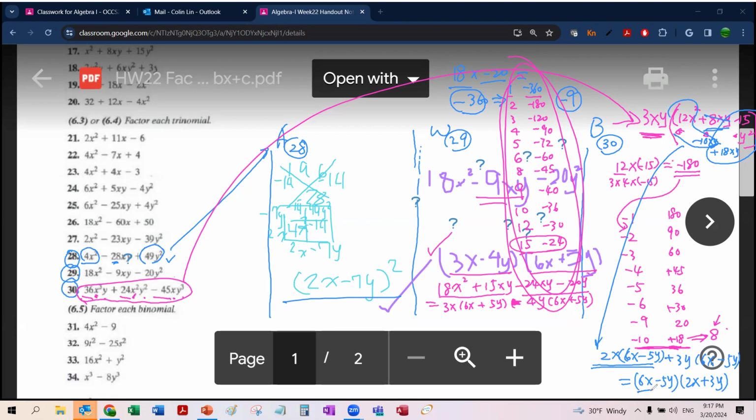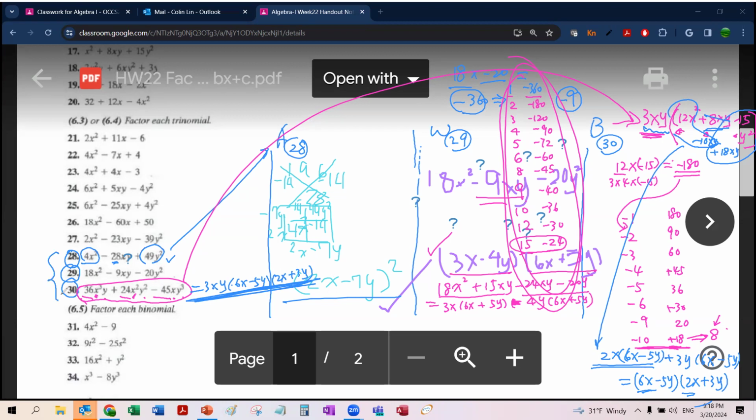So let's double check. 12x squared, positive 18xy minus 10xy, so it became positive 8xy. And the last one, negative 15y squared. So the final answer, don't forget this part. Let me write down here: 3xy times the first, 6x minus 5y, the second one is 2x plus 3y. Whoa, you guys do very complex kinds of factoring now. Cool? All right, so cool, right?